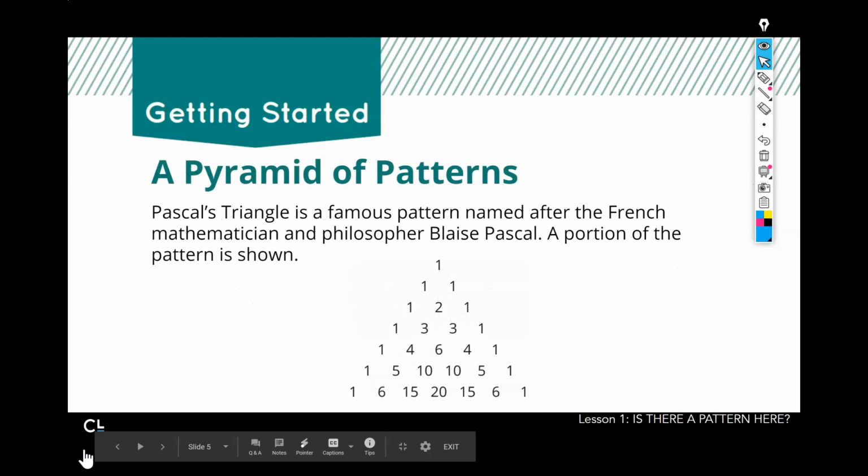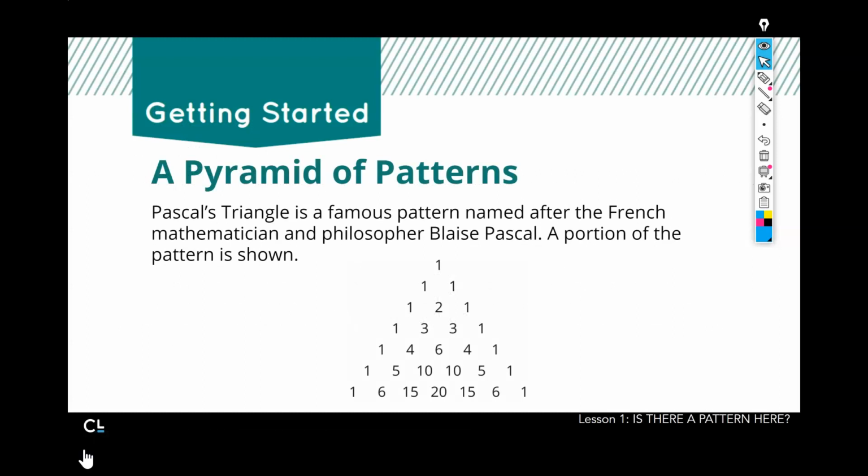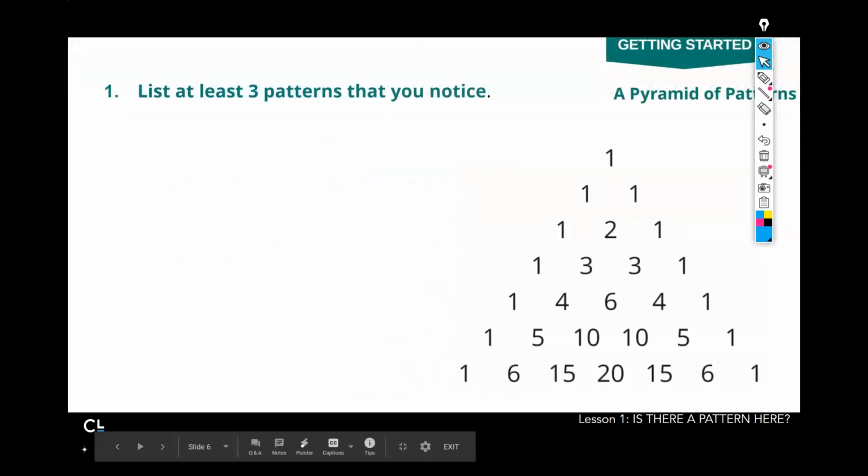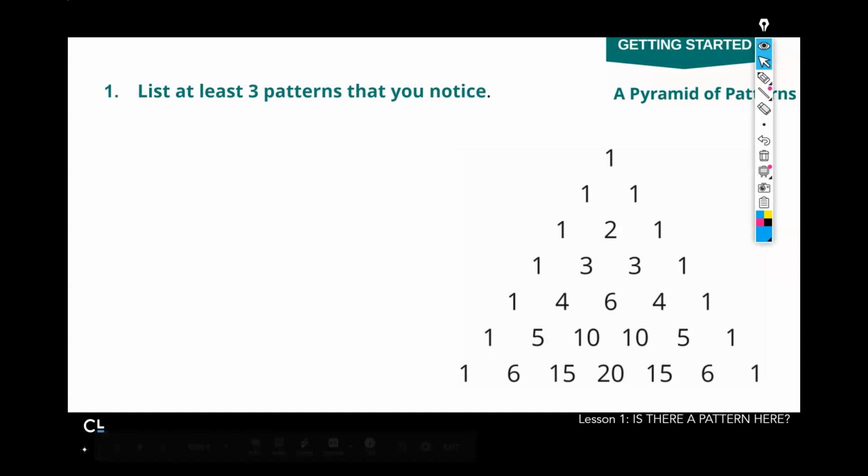Let's look at this pyramid. Pascal's triangle is a famous pattern named after a French mathematician and philosopher, Blaise Pascal. A portion of the pattern is shown. Take a moment to look at it. List at least 3 patterns that you notice.